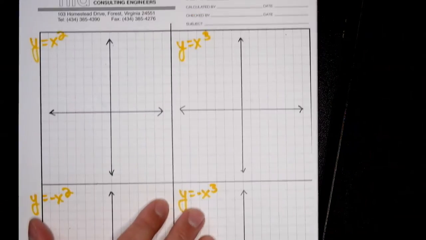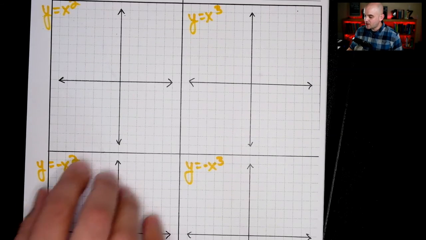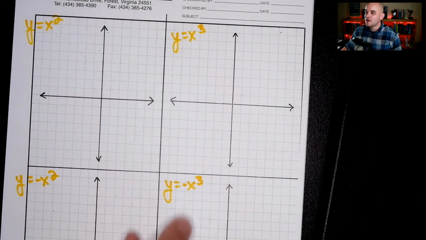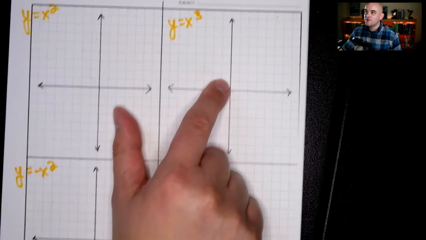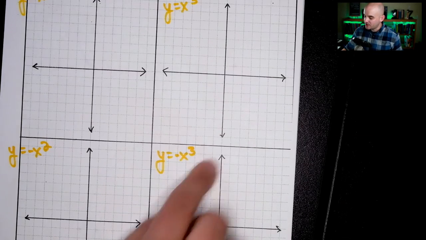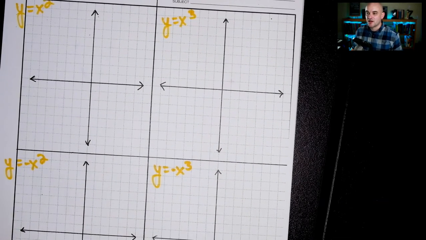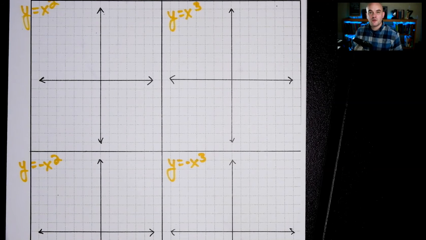So if we look at this, I want you to graph x squared, negative x squared, x cubed, and negative x cubed. If you don't remember how to graph these two right here, remember that you can make an xy chart if you need to. Go back to that. Put in 0, 1, 2, and negative 1, negative 2. That should be enough to remind you of the general shape of x cubed and then negative x cubed there. So pause the video and graph those.